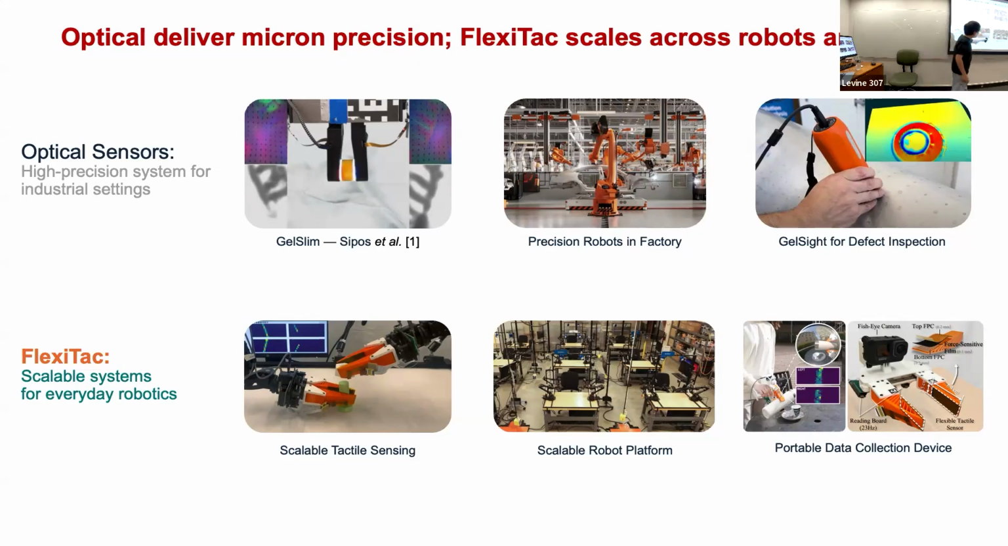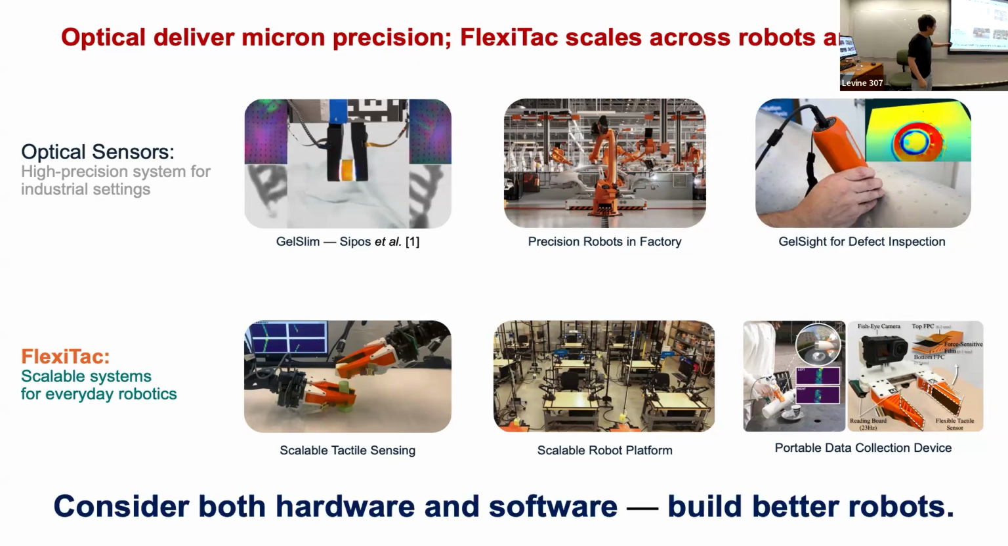So here you can see the second picture. This was taken by Google DeepMind. They put a lot of Aloha robots in their workspace. I think the basic idea is similar for our sensor. It makes it easy to install the sensor on any robot factor. My takeaway is to consider both hardware and software together to help you build a better robot.